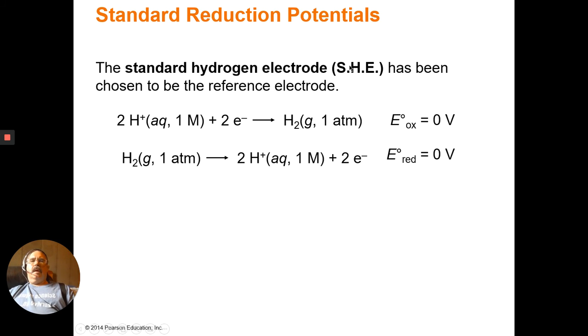Right, so the standard hydrogen electrode has been chosen to be the reference electrode, and its half reaction values are by definition 0. That's just defined as 0. So this is the reduction and the oxidation, so both directions.